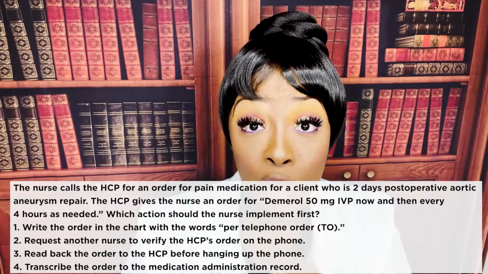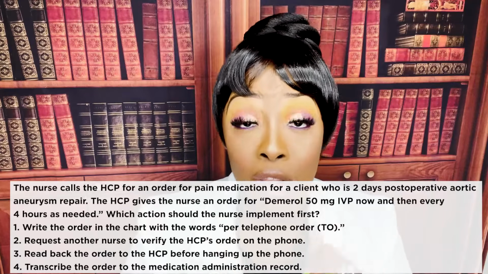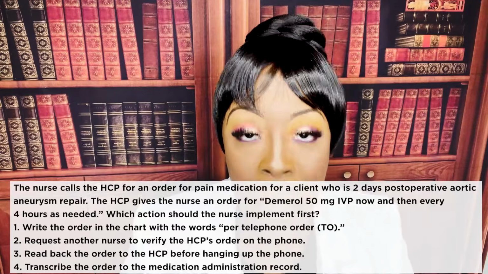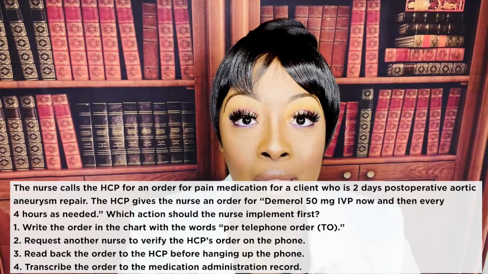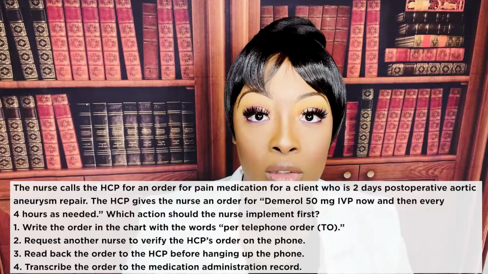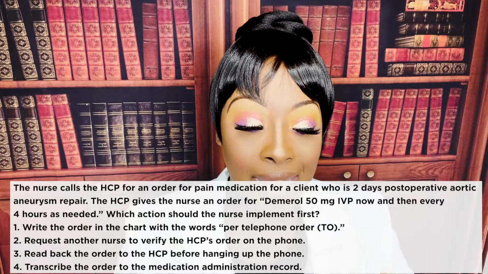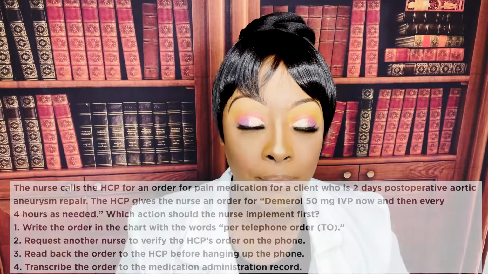You're getting a telephone order. That doctor is going to be on speaker. You're going to have another nurse as a witness. The doctor is going to give the order. You write it down. Then you repeat it back to the doctor to clarify that this is what the doctor wanted ordered. Okay? So guys, the correct answer is number 3. Next question.